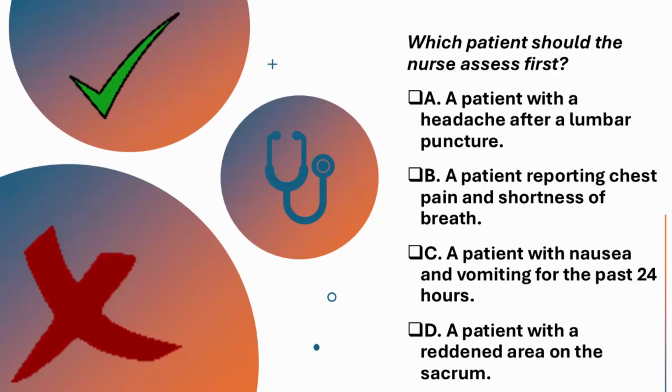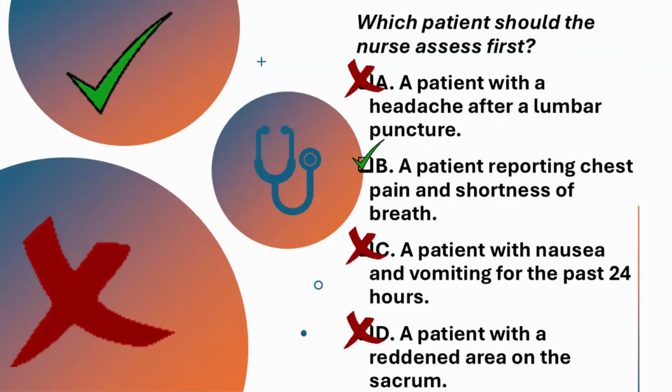Let's see another example showing Maslow's hierarchy of needs and also the ABC principle. Which patient should the nurse assess first? A. A patient with a headache after a lumbar puncture. B. A patient reporting chest pain and shortness of breath. C. A patient with nausea and vomiting for the past 24 hours. D. A patient with a reddened area on the sacrum. The correct answer in this question is option B, a patient reporting chest pain and shortness of breath.